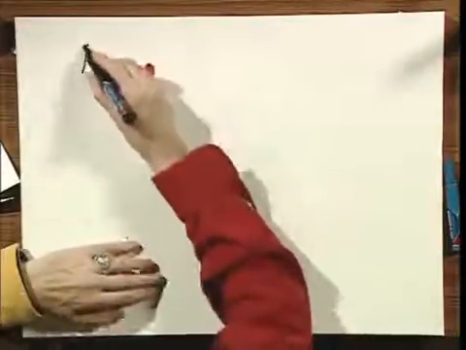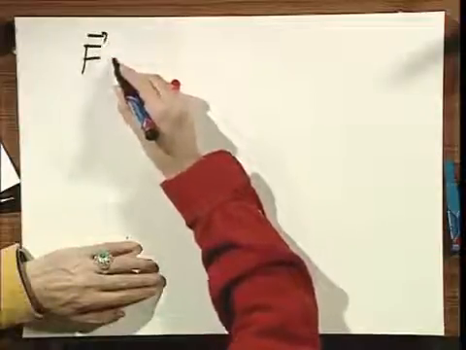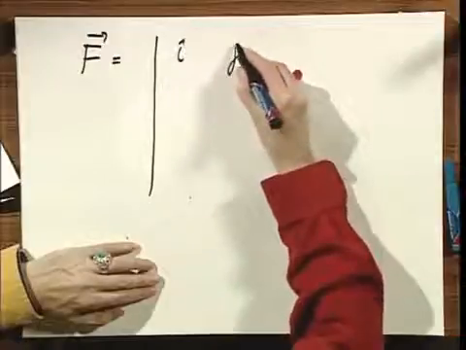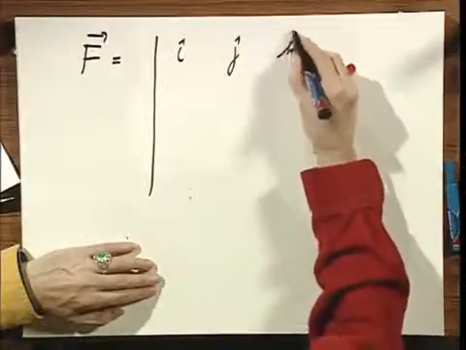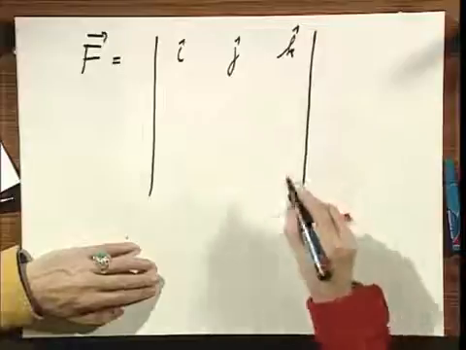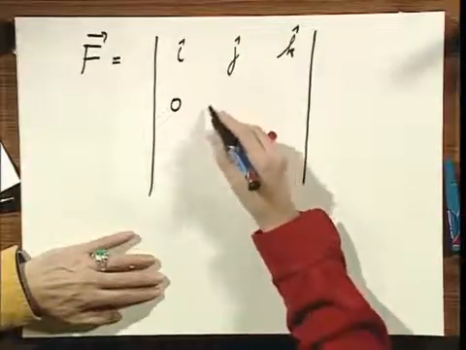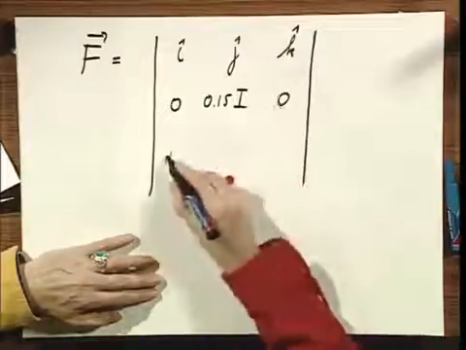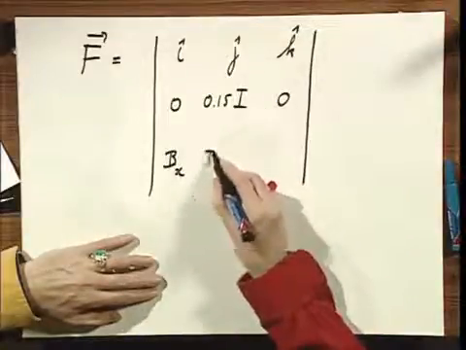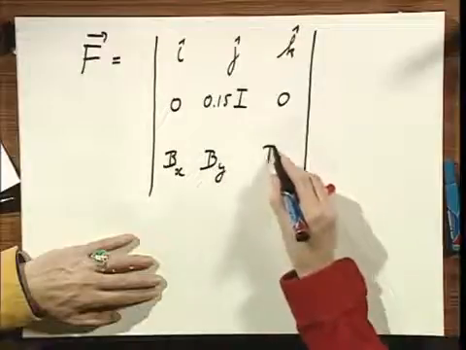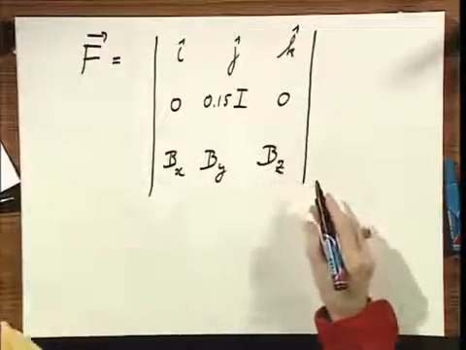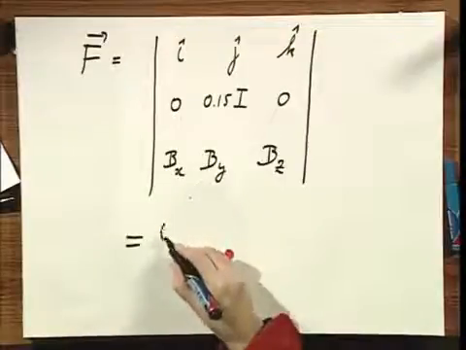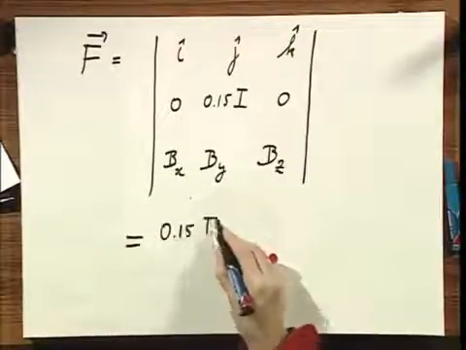The cross product F becomes I, J, K, 0, 0.15 times I, 0, Bx, By, and Bz. And this, I'm sure you will be able to work that out for yourself, is 0.15.